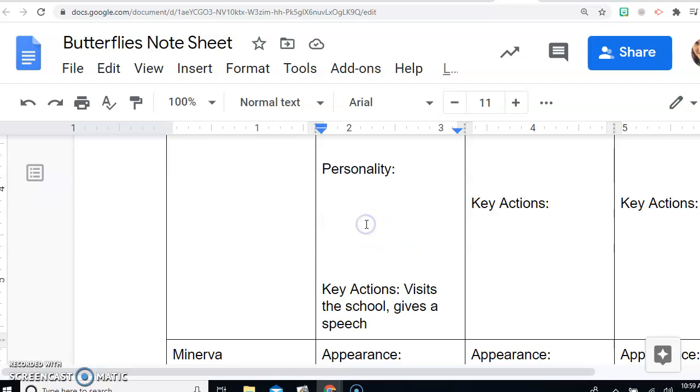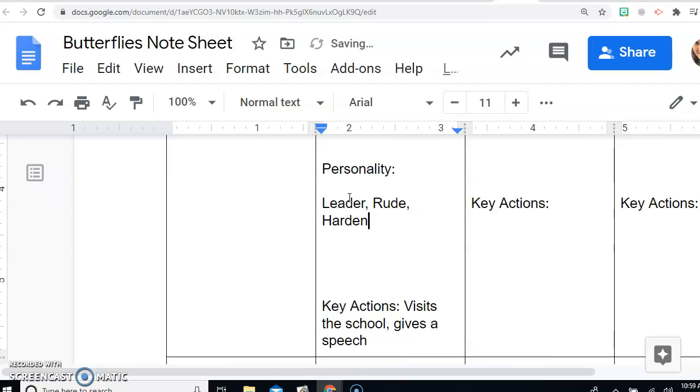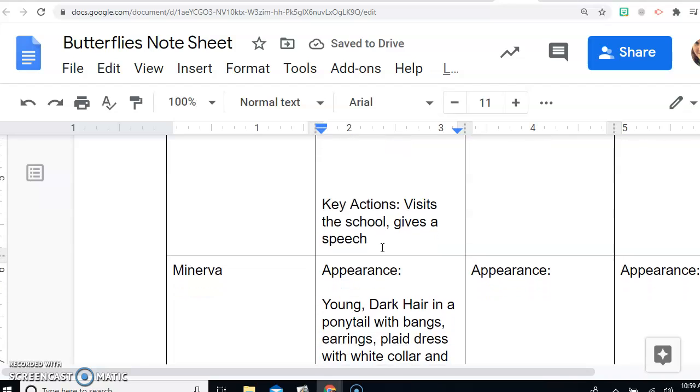So that is what we mean by appearance. Personality is going to be things like the way that the character seems. So like you would say he's a leader, or that he seems rude or hardened. That's kind of how that works for personality. Key actions, so this is what are the important things that they've done in this part. The important thing that Trujillo does in the beginning is he visits the school and gives a speech. Okay, so that's just key actions.